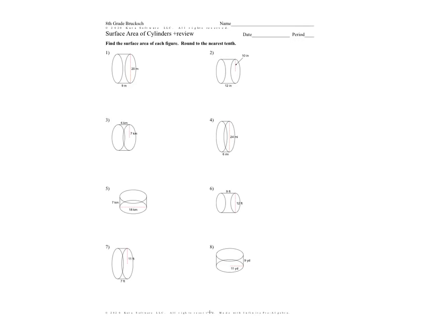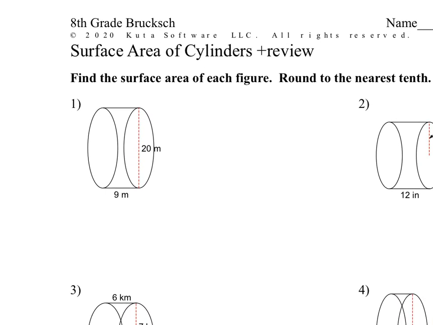This is going to be the 8th grade video for surface area of cylinders plus a little bit of review. Taking a look at the very first one here, we've got two different formulas that we're going to have to work with. For our lateral surface area, lateral surface area is just like the outside, not counting the circles here. We are going to use 2 pi r h.